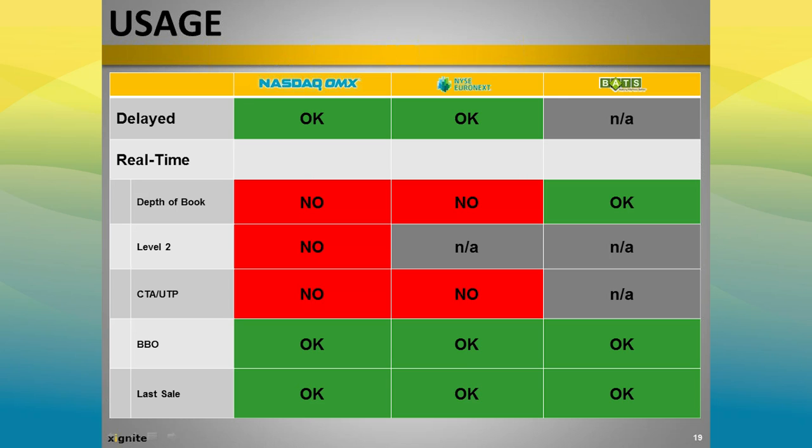So, for example, NASDAQ has their basic product, which provides BBO, not national best bid, best offer, but a BBO for NASDAQ trades, and that would be allowed for display on a public website. And NYSE has an equivalent product. And of course, BATS allows display of any of the data on any site.